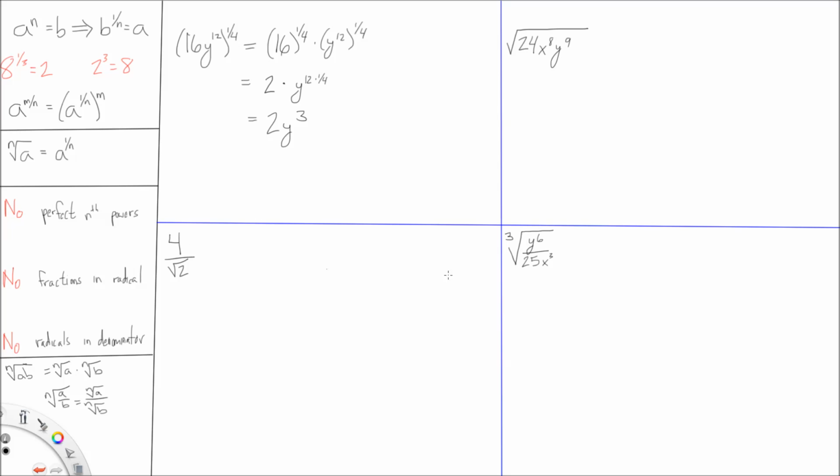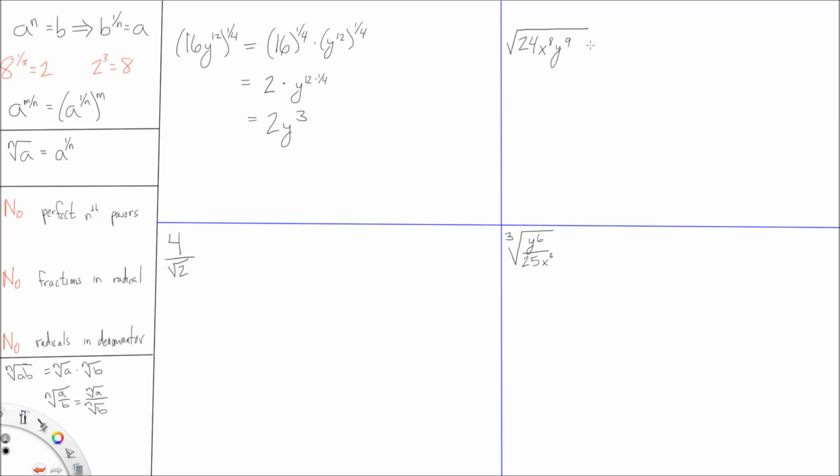Each of these 3 examples correlates to one of these bad things. Here we have perfect nth powers. Here you can see we have a radical in the denominator, and here we have a fraction in the radical. All 3 of these right now are bad. We don't want to leave them like that in terms of being simple. Here's a couple of techniques we can use in order to get our radical to satisfy these rules. In this first one, we don't have any fractions in the radical, and we don't have any division, so we don't have to worry about radicals in the denominator. We just have to worry about getting all the perfect nth powers out.